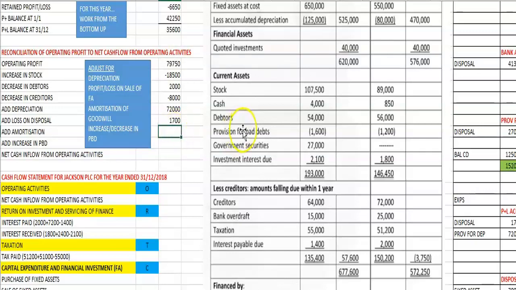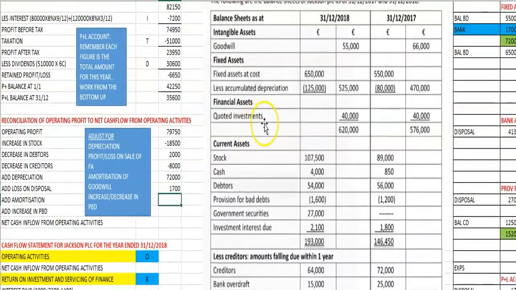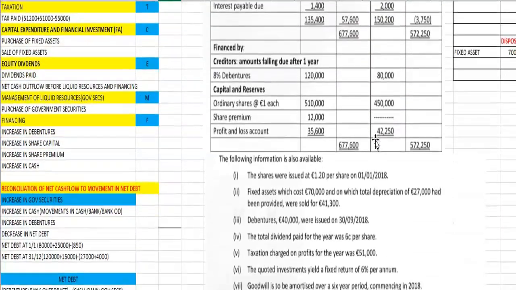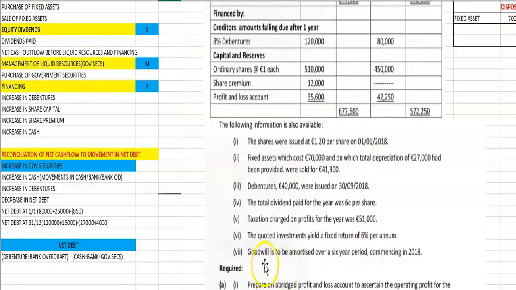The next item you need to consider is the amortization of goodwill. In this case, you can see that the goodwill at the end of 2017 is $66,000 and at the end of 2018 it's $55,000. So are we given any additional information here? Well, we're told it's to be amortised or written off over a 6-year period commencing in 2018.